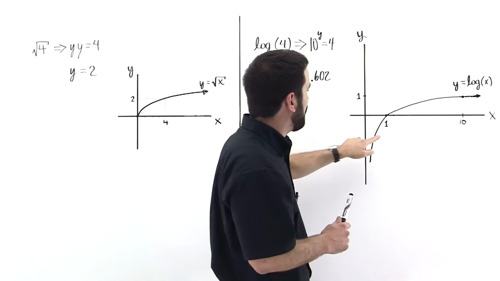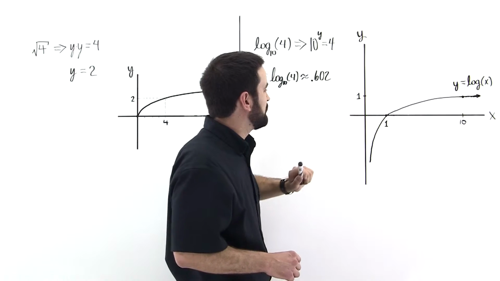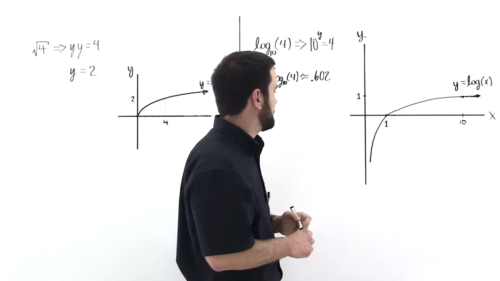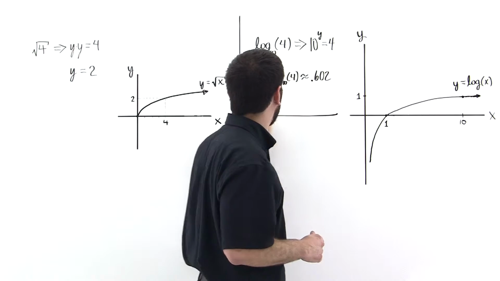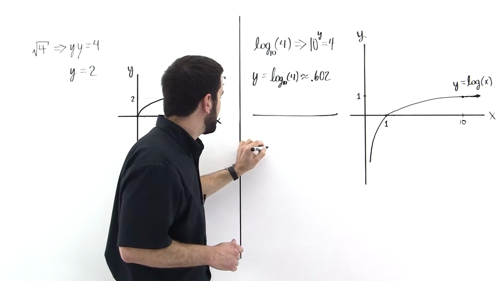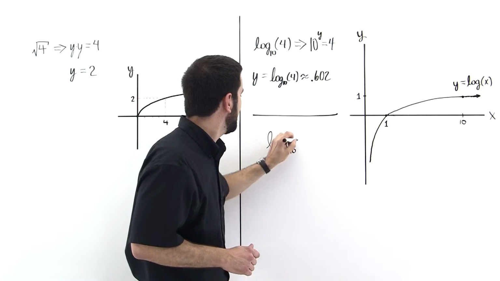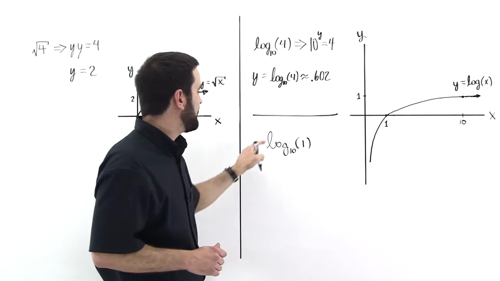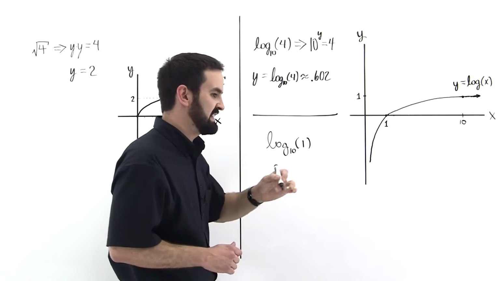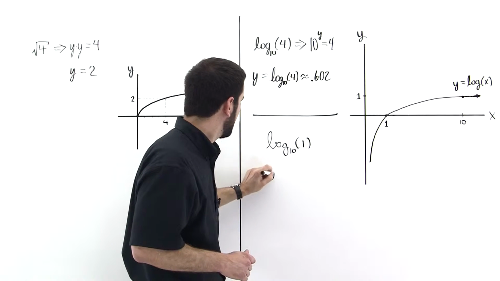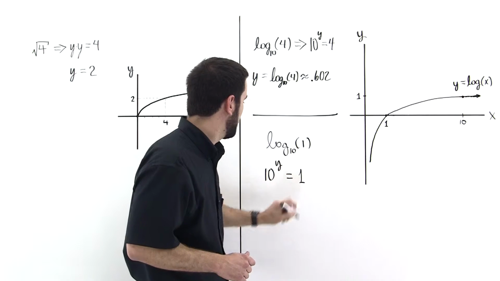Let's first consider the point 1. The log of 1 is equal to 0, and we can see that in the following way. Let's do an example. If we take the log base 10 of 1, the procedure that this is inferring is 10 raised to the y power is equal to 1, right?